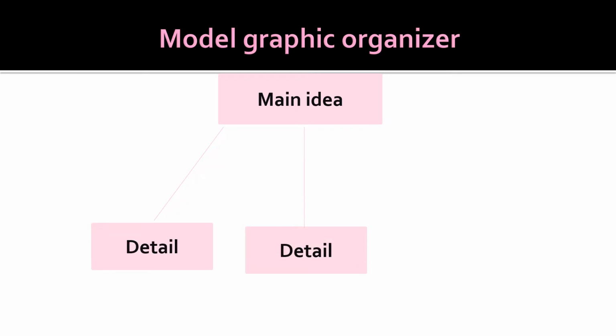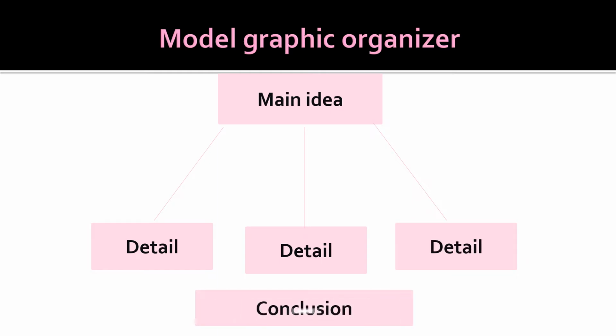Model graphic organizer. This graphic organizer is for the explanatory essay. You can notice that first of all you have to mention the main idea. So the graphic organizer, we can draw it before the essay. It's like a plan for the essay. The main idea and then the details. It can be 1, 2, 3 details. So 2 or 3 or 4 details.